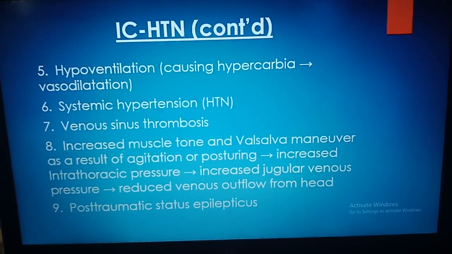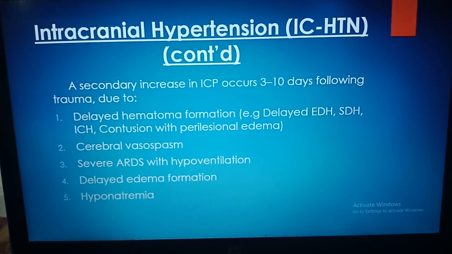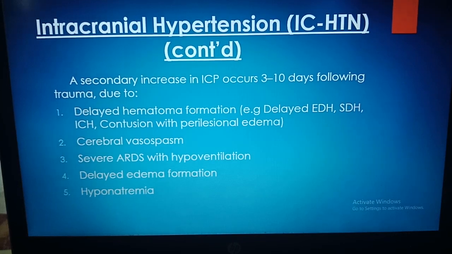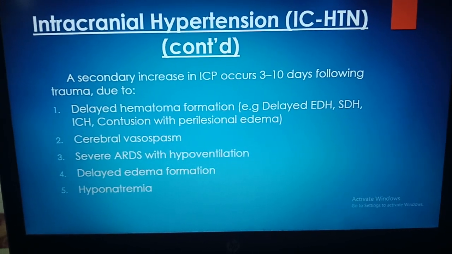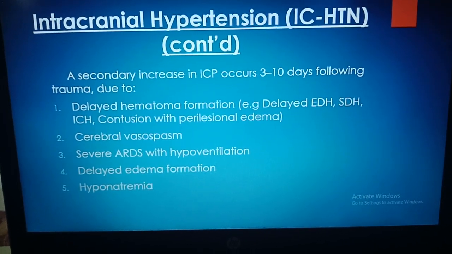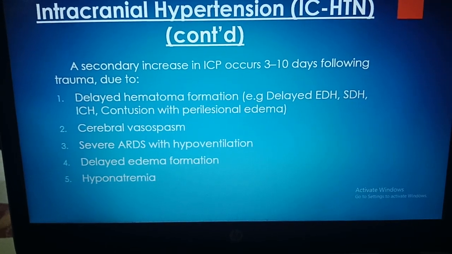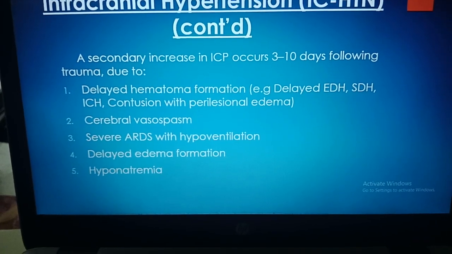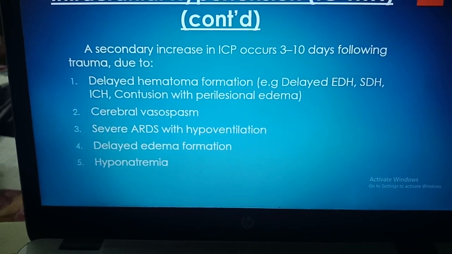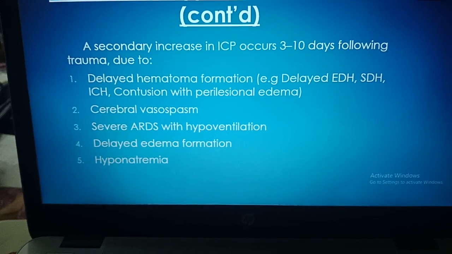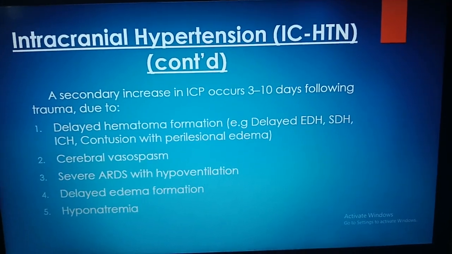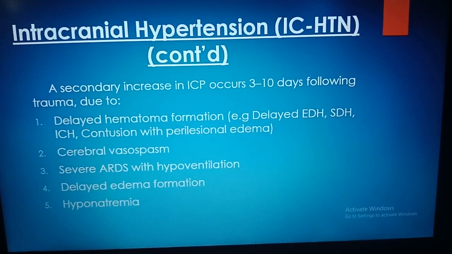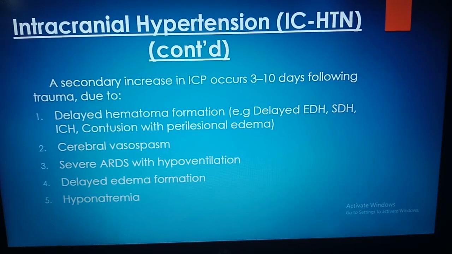Alright. Now, intracranial hypertension can also be due to some secondary causes. There is a secondary increase in ICP that occurs 3 to 10 days following trauma. So there was an acute intracranial hypertension that followed immediately after the trauma, and there can be some delayed onset of intracranial hypertension that occurs not just immediately after trauma but around 3 to 10 days following trauma. Now, why is it so? It occurs because of delayed hematoma formation, that is delayed EDH, subdural hematoma, ICH, contusion, or due to perilesional edema.